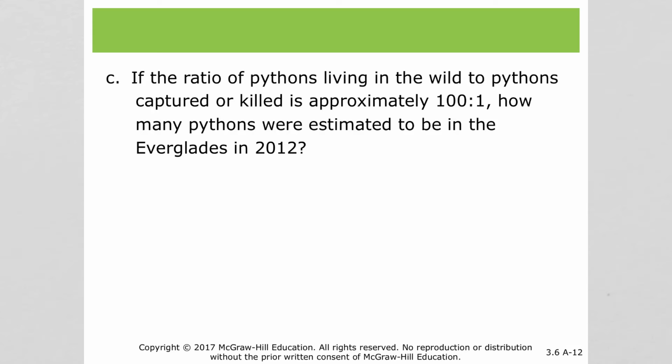If the ratio of pythons living in the wild to pythons captured or killed is approximately 100 to 1, how many pythons were estimated to be in the Everglades in 2012? Okay, so we're going back to 2012. And in 2012, T would be 17.